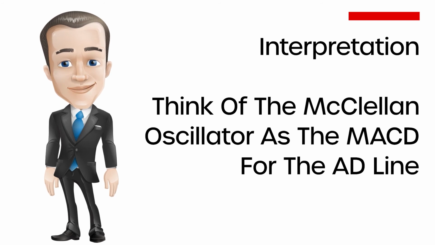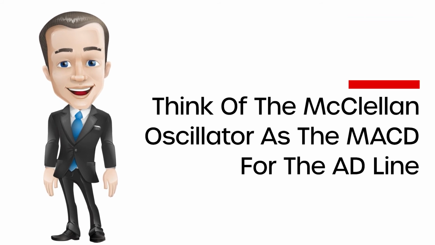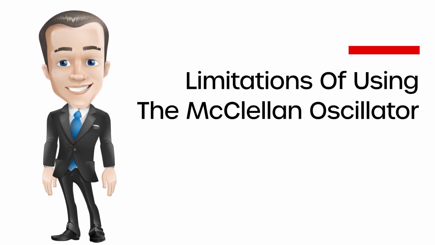Second, chartists can look for bullish and bearish divergence to anticipate reversals. Third, chartists can look for the breadth thrust to signal the start of an extended move. Limitations of using the McClellan Oscillator.